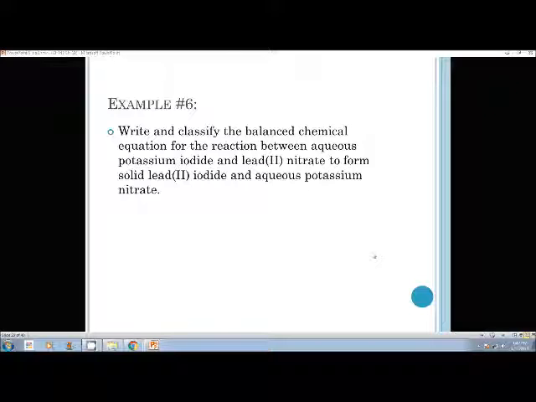So the first thing we come across is potassium iodide. What's the charge on potassium? +1. Iodide stands for iodine, which has a -1. So that's just KI. And it's aqueous, so we need to put a little AQ there.